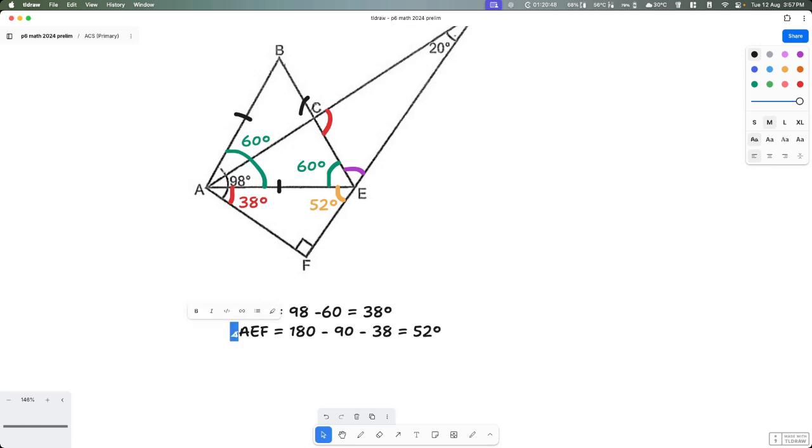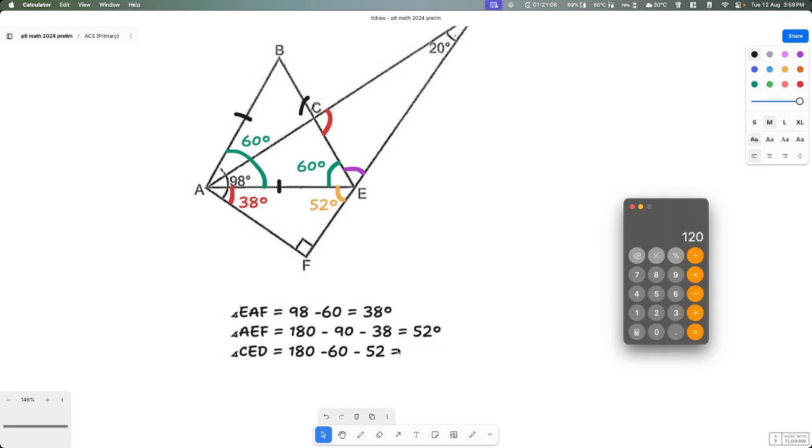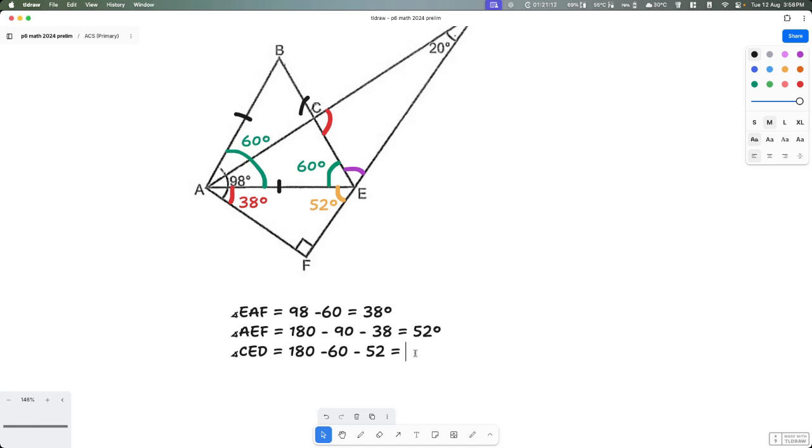So in this case, angle CED is equal to 180 again minus, no, sorry. Yes. 180 minus 60 minus 52. So it's a straight line. So 60 plus 52. And what will this give us? 120 minus 52. This will give us 68 degrees. Okay, so this 68 degrees is the purple one.